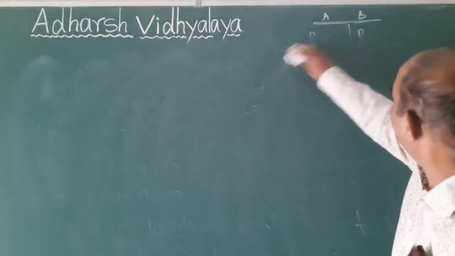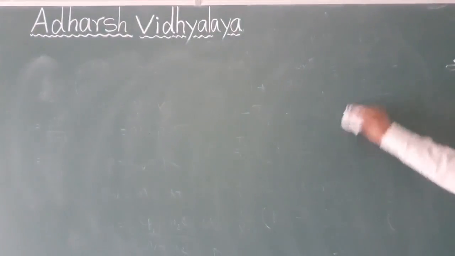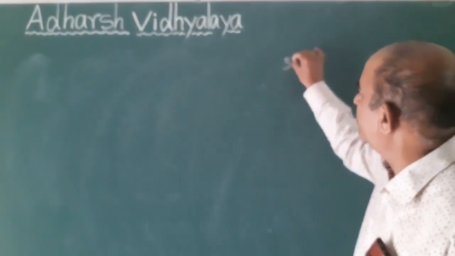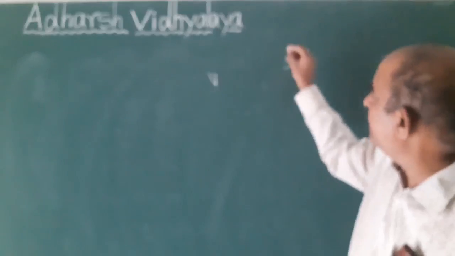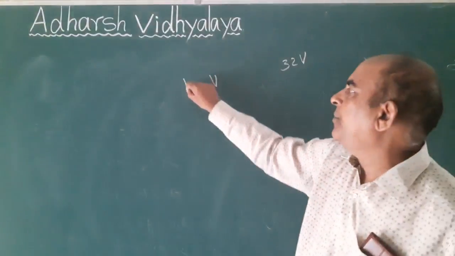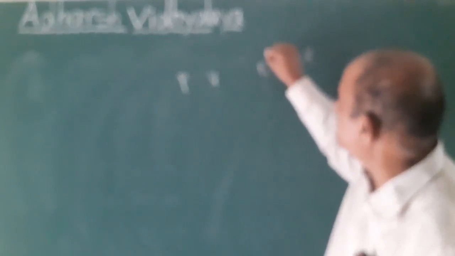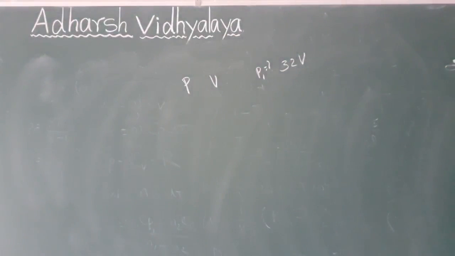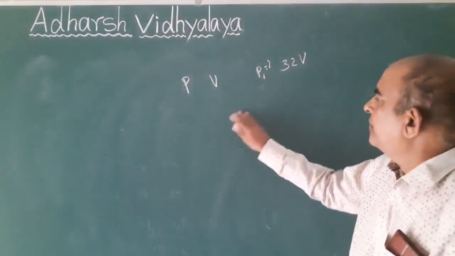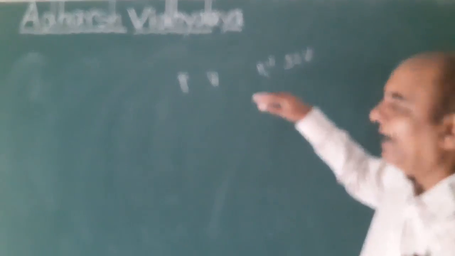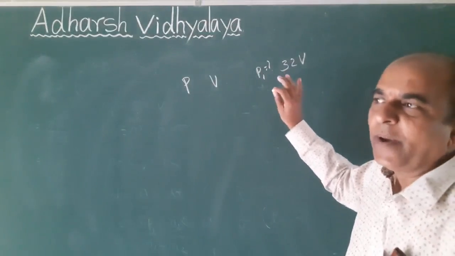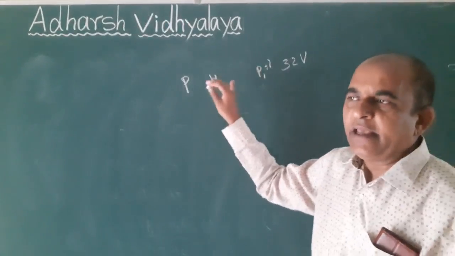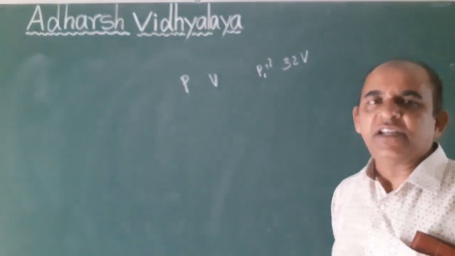A monoatomic gas is expanded such that volume increases by 32 times. Initial volume V, final volume 32 V. Initial pressure P, final pressure how much? The question is, what is the final pressure for the monoatomic gas? The gas is expanded adiabatically, or suddenly expanded to 32 times its initial volume.